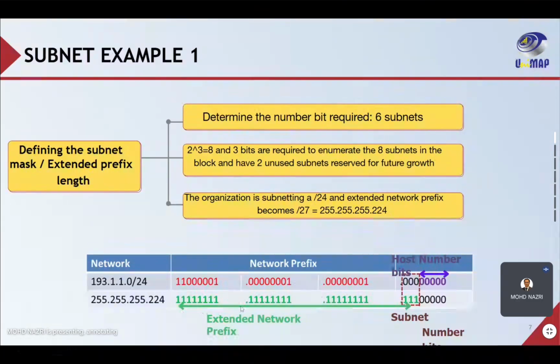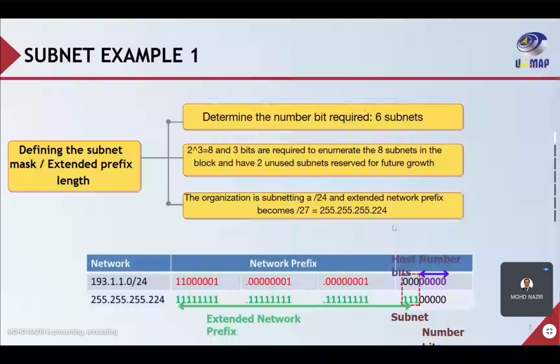So this arrow yang warna hijau ni, the green color, we call extended network prefix. However, for this particular dotted line ni, we call subnet. Okay, subnet, and this one number, host number lah.